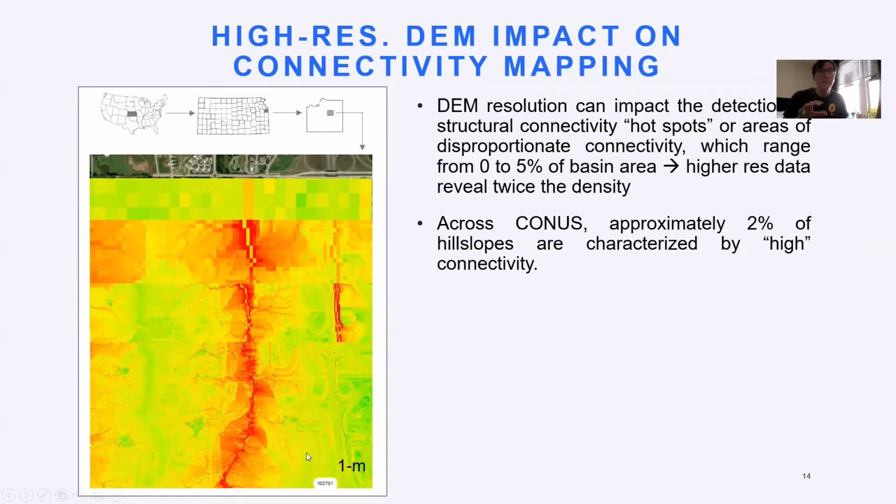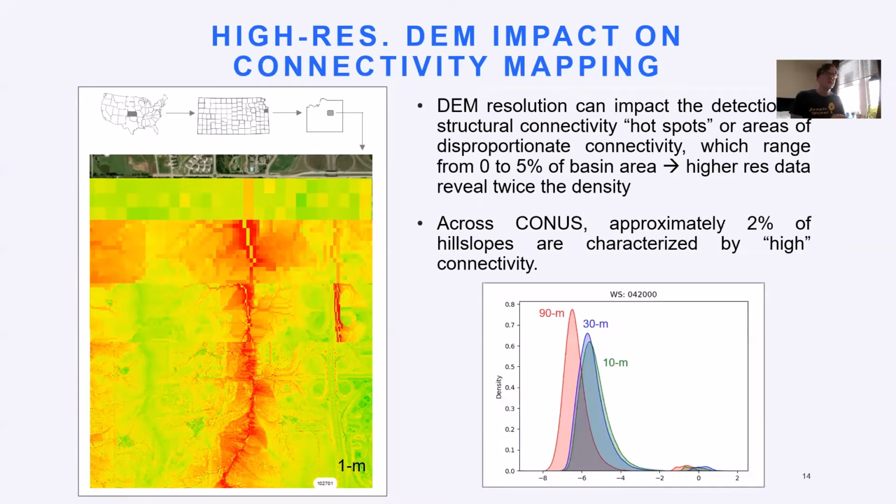And finally, at 1 meter data, we don't have this nationally, but we do in Kansas. We can even pick out roadway drainage ditches and other high conveyance features. So if we plot the kernel density functions, we see that the higher the resolution, we're identifying more and more of the highly connected structural features. So microtopography is really important. And these highly connected features typically make up 0 to 5% of a watershed's area. And across CONUS, about 2% would be classified as high connectivity.